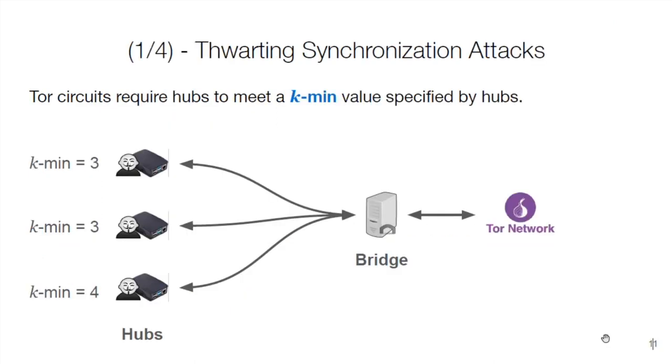The first attack is synchronization attacks. Our defense against this is that we require hubs, the client part, to specify a k-min. This k-min value is the number of hubs that need to be connected simultaneously to the same bridge. So for instance, if Alice specifies a k-min of 3, it means that another two hubs need to be simultaneously connected in order for Alice to open a circuit to the Tor network.